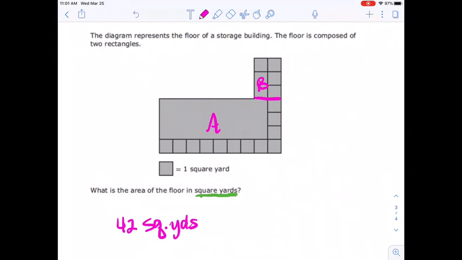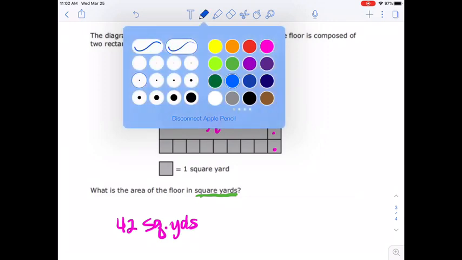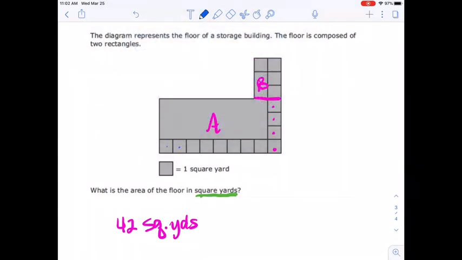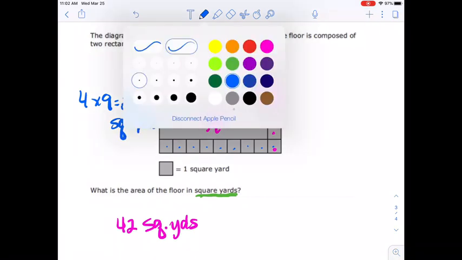Let's think about that. So let's look at A. We're going to start by figuring out how many rows are there. In A, there's 1, 2, 3, 4 rows. And each one of those rows has 1, 2, 3, 4, 5, 6, 7, 8, 9 square yards. So for A, we would say 4 times 9, and that is 36 square yards. Now let's look at B.